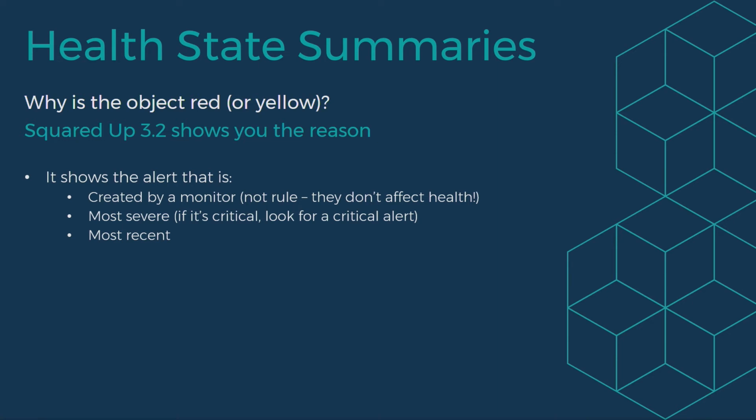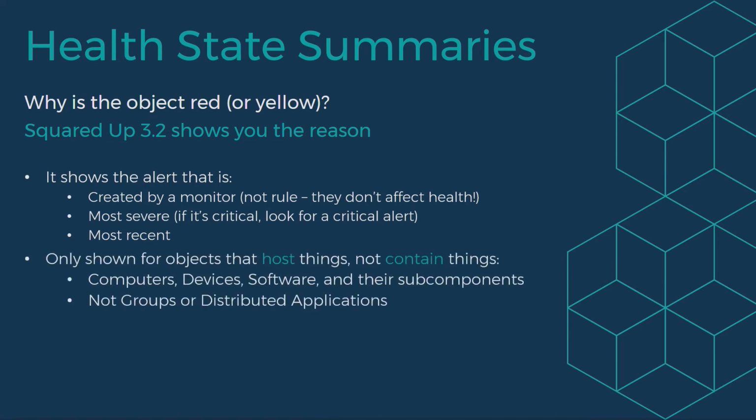If there is more than one alert, which I think on the demo dashboard we have for some objects, we look for the most severe. So if your object is red, we're not interested in the warning alerts. If the object is red, we want to look at the red alerts. That's going to be of most interest to us. So if it's critical, look for a critical alert. And if there happen to be multiple critical alerts affecting this health state, then we look for the most recent, which makes sense as well. So those are the rules for how we show a health state summary.